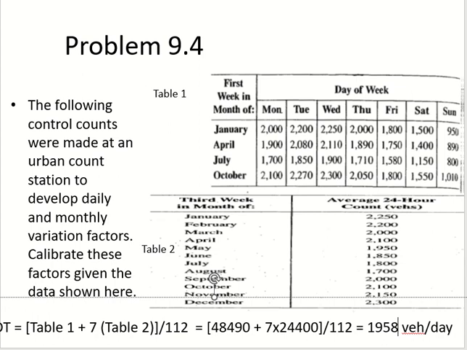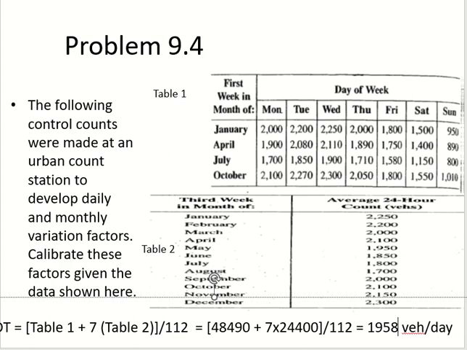Any problem up till now? We just took total number of days. In the first table, we have 7 days for 4 months, so 7 times 4, 28 days. In the second table, we have 7 days for all the 12 months, so 7 times 12, plus number of days from the first table, total is 112.